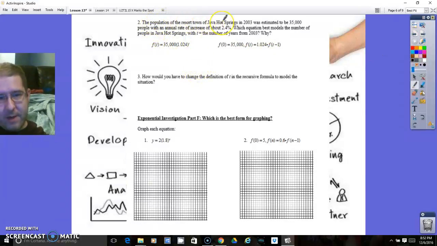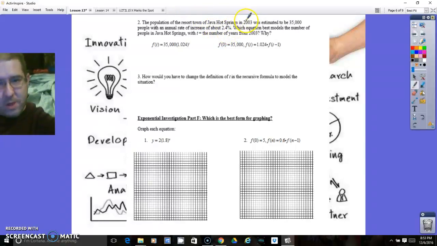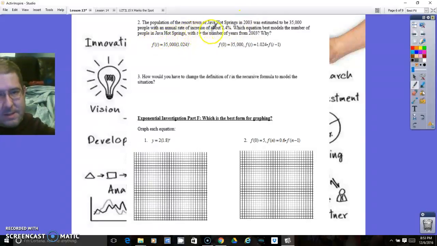The population of Hot Java Springs in 2003 is estimated at 35,000 people, and the annual rate increases 2.4%. Which equation best models the number of people in Java Springs, where T is the number of years since 2003, and why? Which one would I want to use? I would want to use the explicit equation. How would you change the definition of T in the recursive formula to model the situation? T in this case would have to be the number of years since 2003. So if f of 0 is 35,000, we're assuming that 35,000 was in 2003. T would have to be the years since then.